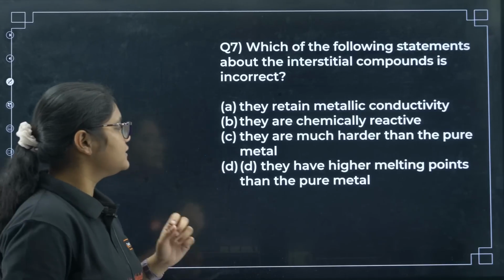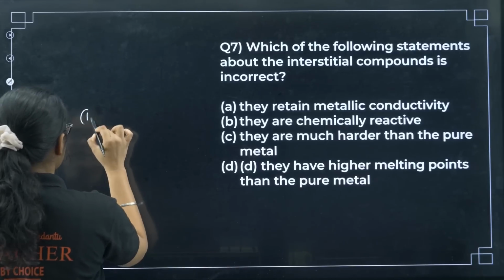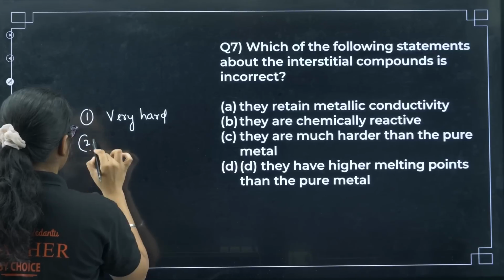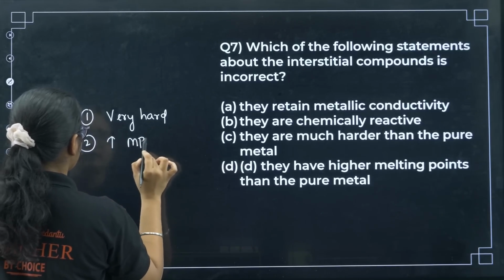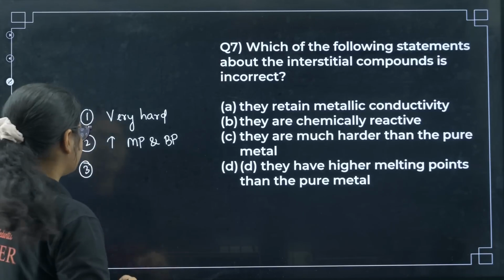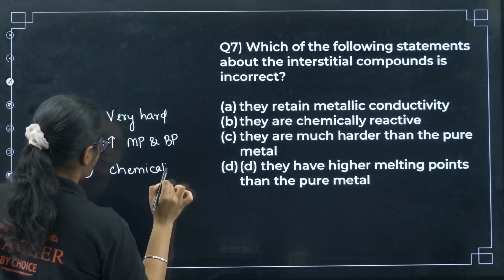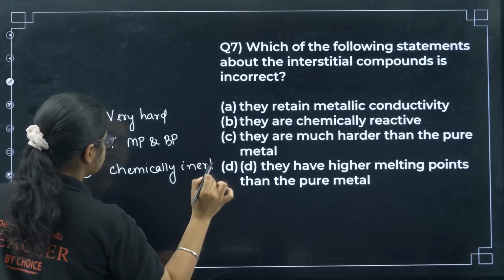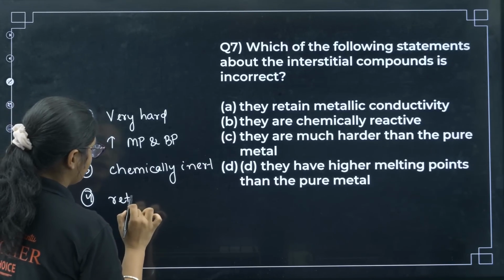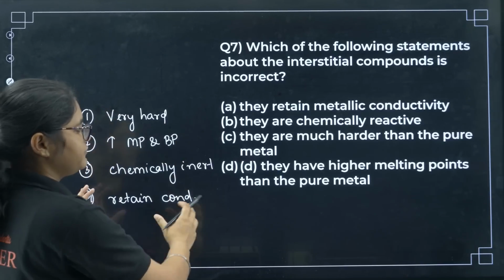So first of all, interstitial compounds, they retain the metallic conductivity. Yes, so at first let me tell you the properties. So they make the metal hard. Then they increase the melting point and boiling point. Then third, they are chemically inert. When these elements are added, they do not change the chemical properties. Chemically inert and retain the metallic conductivity. So these are the properties of interstitial compounds.